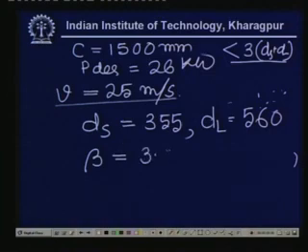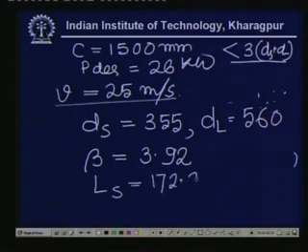It comes out to be 3.92. If you compute the alpha s, then this comes out to be 172.2 degrees. So this, I'm sorry, this is alpha s, not ls. So alpha s comes out to be 172.2 degrees.